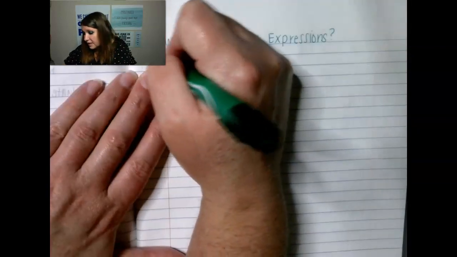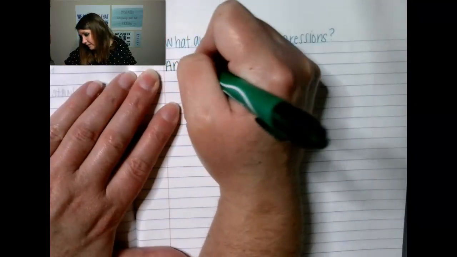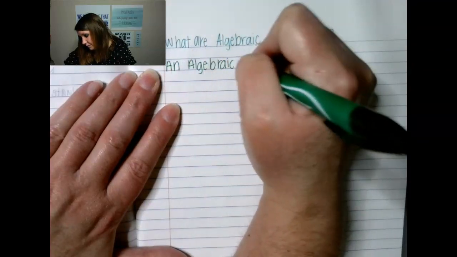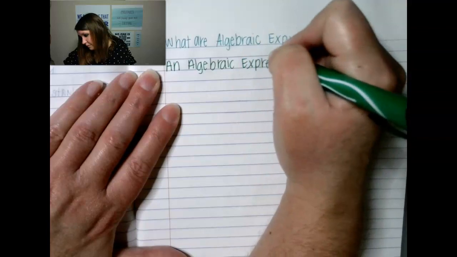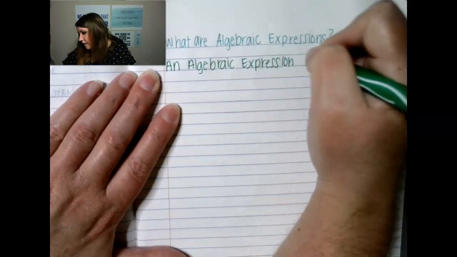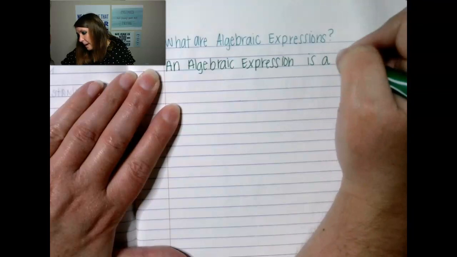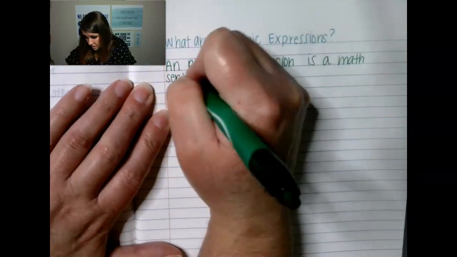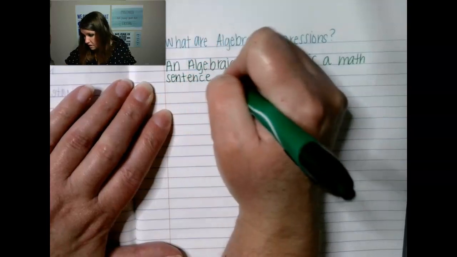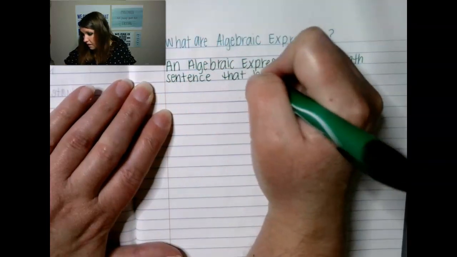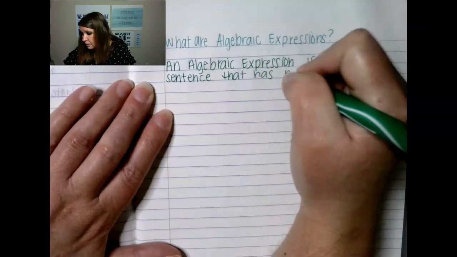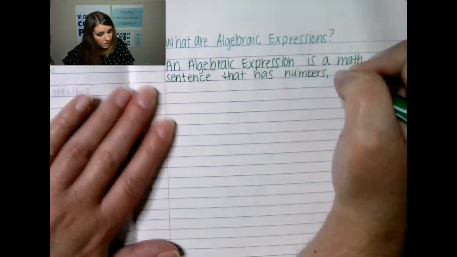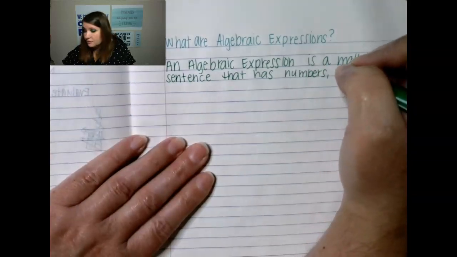So an algebraic expression is a math sentence that has numbers, operations, and variables.